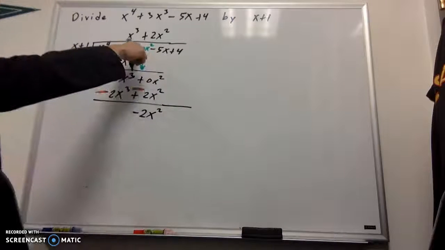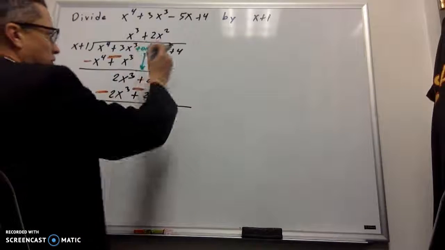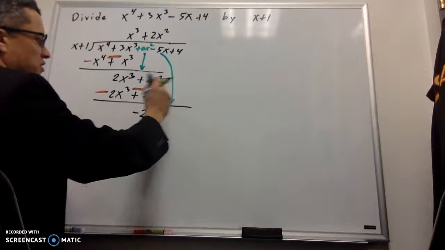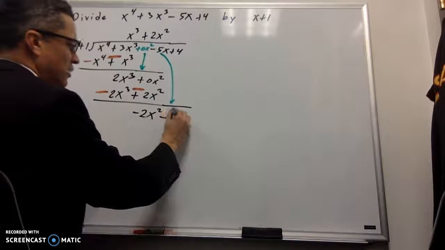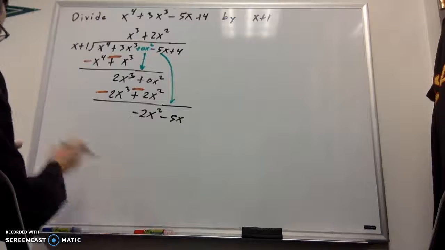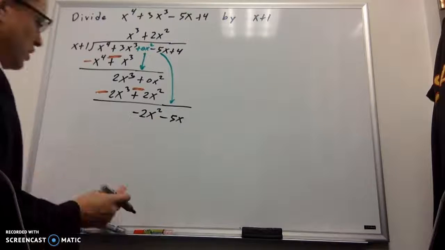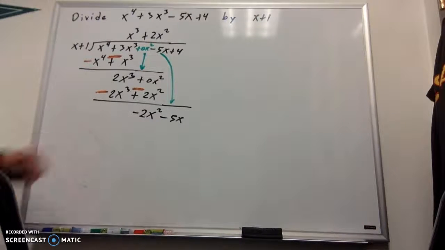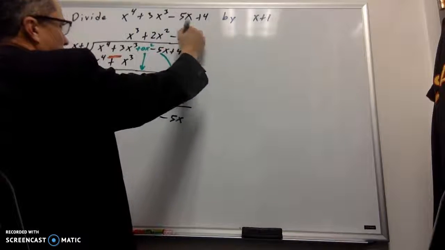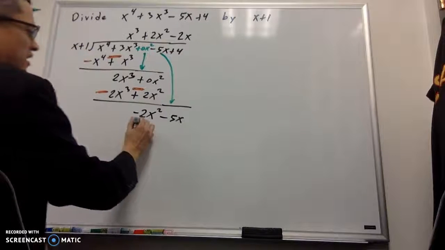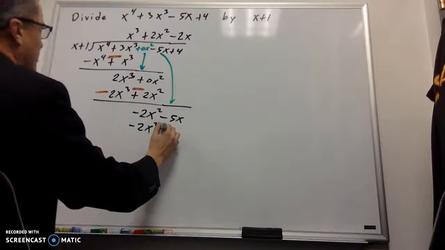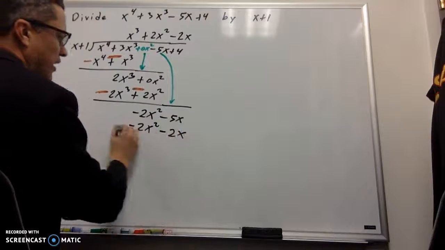Let's see, I brought down the x squared term. I need to go after my negative 5x now. So, x times what is a negative 2x squared? Well, a negative 2x. Negative 2x times x is a negative 2x squared. Negative 2x times 1 is a negative 2x there, right?